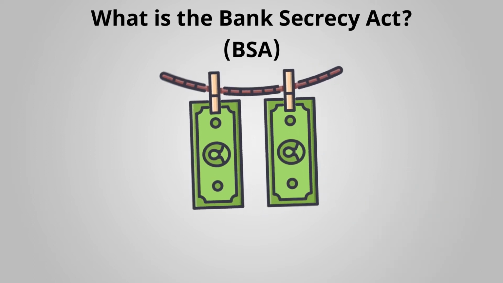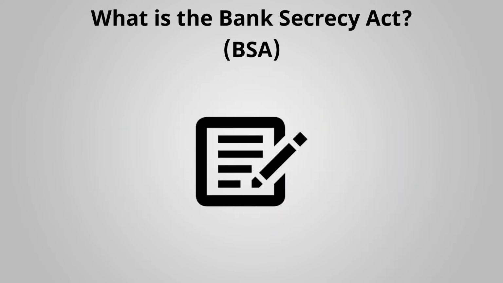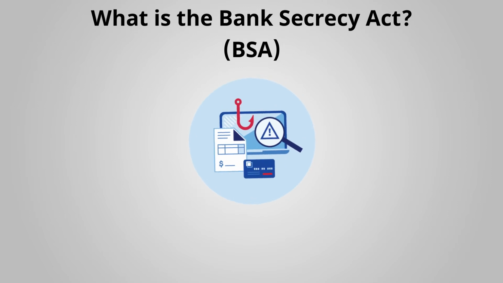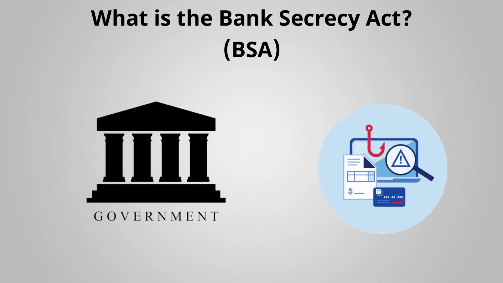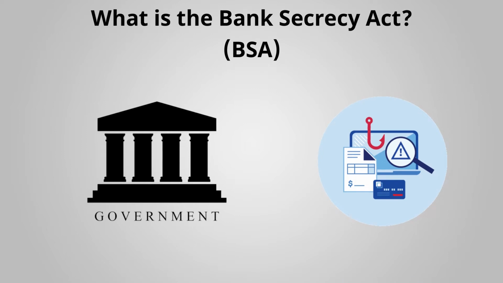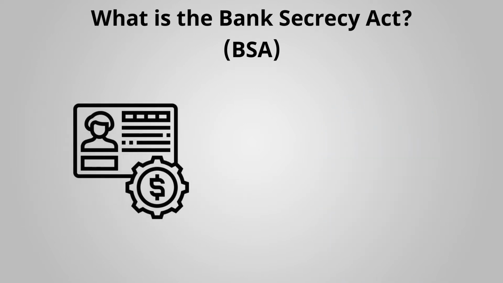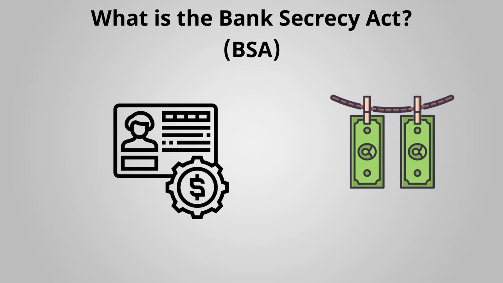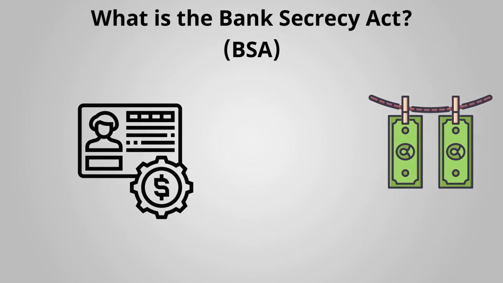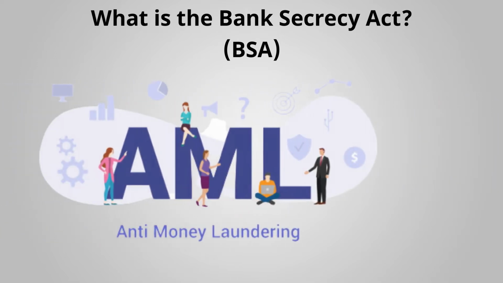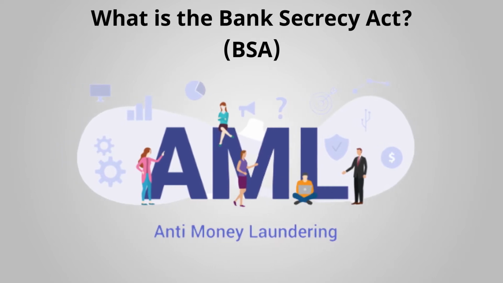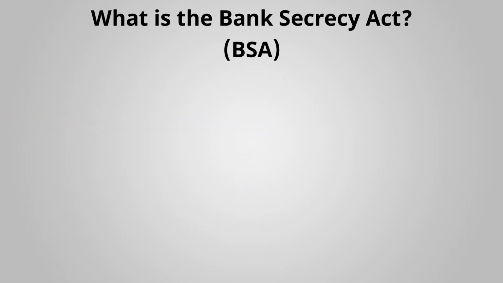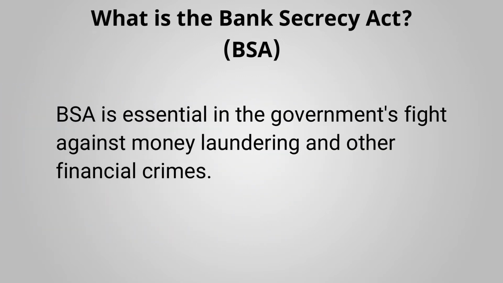It requires financial institutions to keep a record of suspicious cash transactions exceeding $10,000 and to assist the government with investigating any suspicious activity that may signify that an account is being used for money laundering, tax evasion, funding terrorists, or other criminal activities. The BSA is sometimes called the Anti-Money Laundering law, AML, or BSA/AML. The BSA is essential in the government's fight against money laundering and other financial crimes.